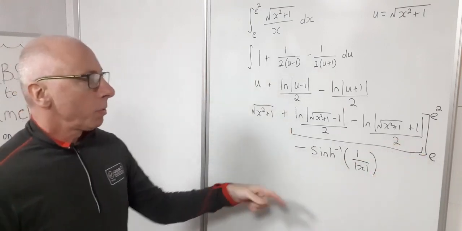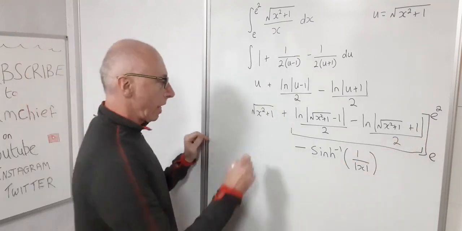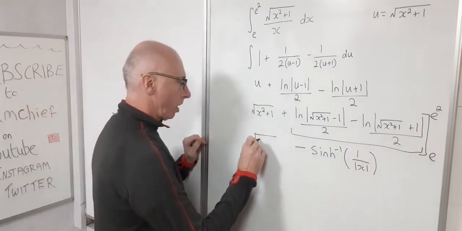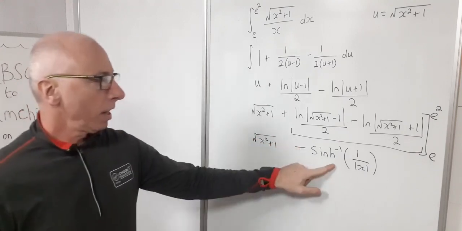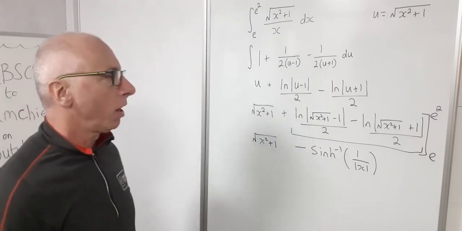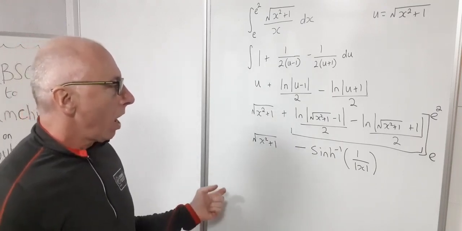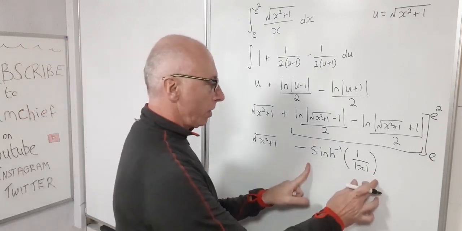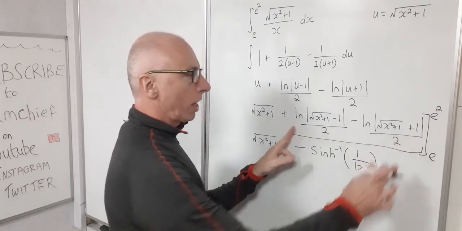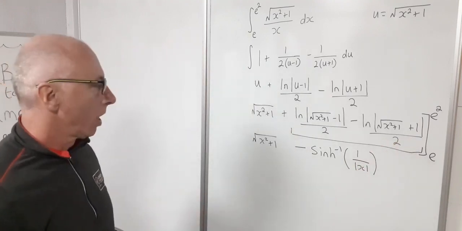And then what we can do is we still evaluate from e to e squared. And this term here just comes down. So now we've got square root of x squared plus 1. And now we've got a minus inverse sinh of 1 over absolute value of x. Okay, now I'm going to show a graph at the end of this video comparing this function here with this function here, and then you can have a look and see what happens with that function.